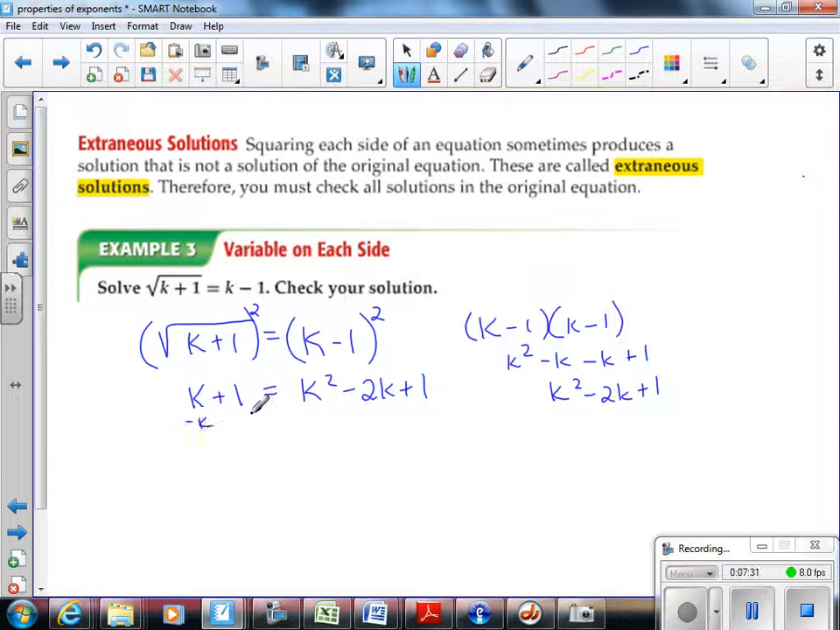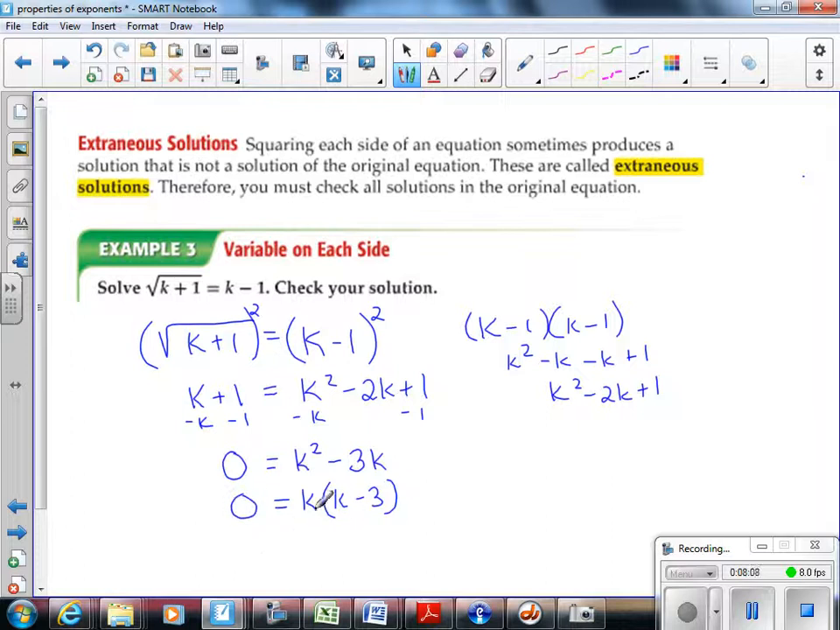Okay, then I'm going to subtract k from both sides, and I'm going to subtract 1, because I now recognize that I have a quadratic, so I have to set it equal to 0 in order to solve it. So now I have 0 equals still k squared minus 3k, and then these cancel out. Now, in order to solve this, we need to try to factor. Is there anything we can factor out here? We can factor out a k, then I have a k minus 3 left, and all that's equal to 0.